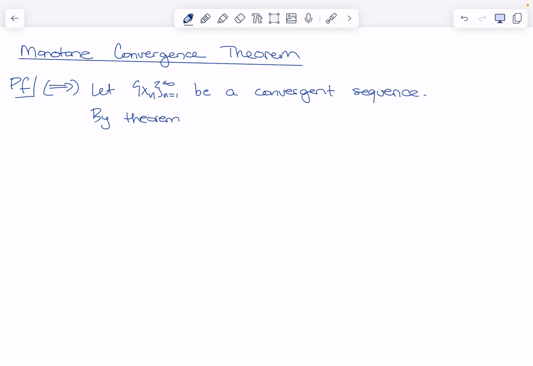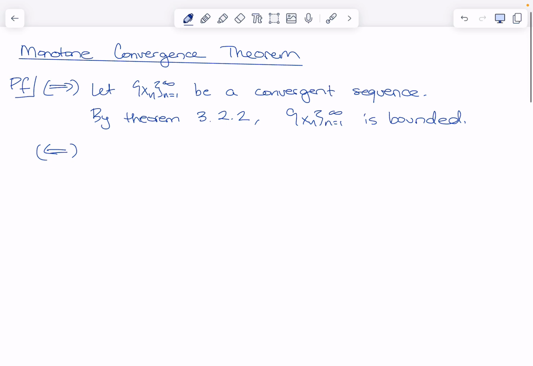Okay, do we know the theorem number? 3 point something. 3.2.2. So by 3.2.2, our sequence is bounded. Now, don't you wish all proofs were that short? Let's go the other direction.